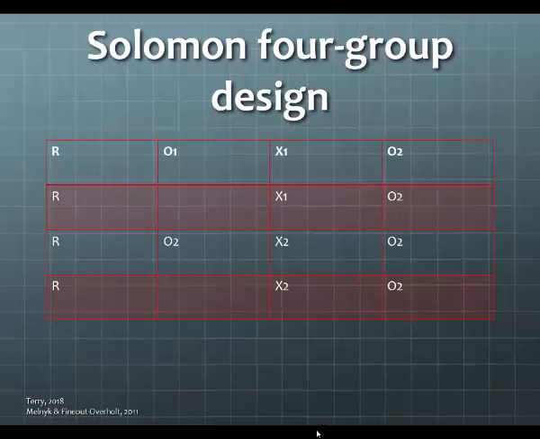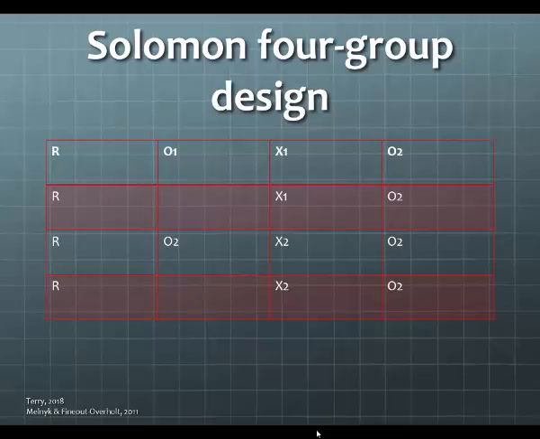The next design that we're going to talk about is the Solomon four-group design, and this is a variation of the pre-test, post-test design that I just talked about. So in the Solomon four-group design, subjects are randomly assigned to one of four different groups. Two of the groups are pre-tested and two are not. Only one pre-tested and one not pre-tested group are then going to be exposed to a treatment, and all of the groups are then post-tested.